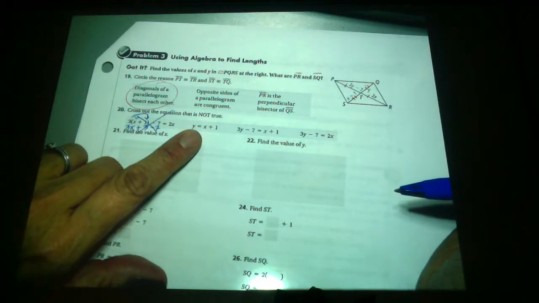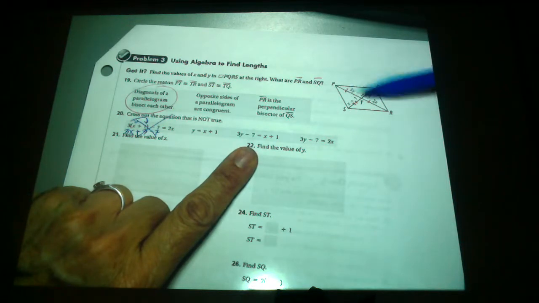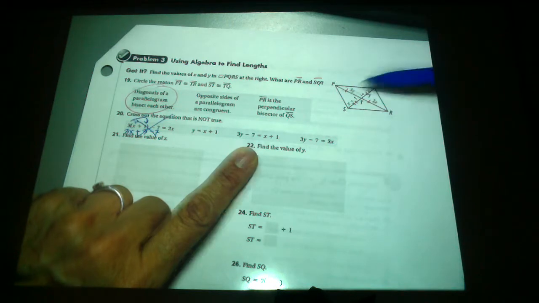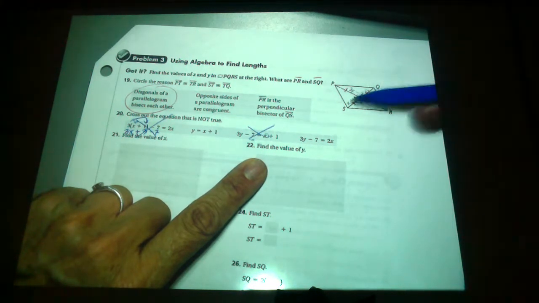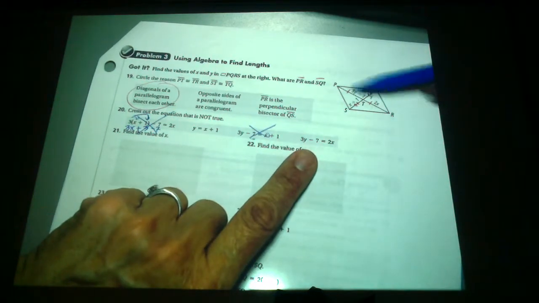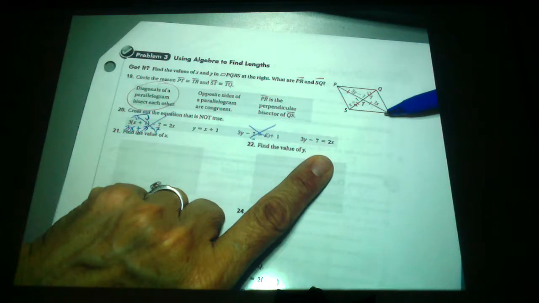Nope. And then this one, where'd they get this one from? This piece of the diagonal y is equal to x plus 1. Do you agree with that one? That's true. Those are the pieces of the diagonal that are bisected. And this one, they've got 3y minus 7 is equal to x plus 1. Is that true? That's not true either. These pieces are not all equal to each other. They're only equal to the same piece that's on the same diagonal. And then 3y minus 7 is equal to 2x. Is that true? Yeah. So these are the only true ones.